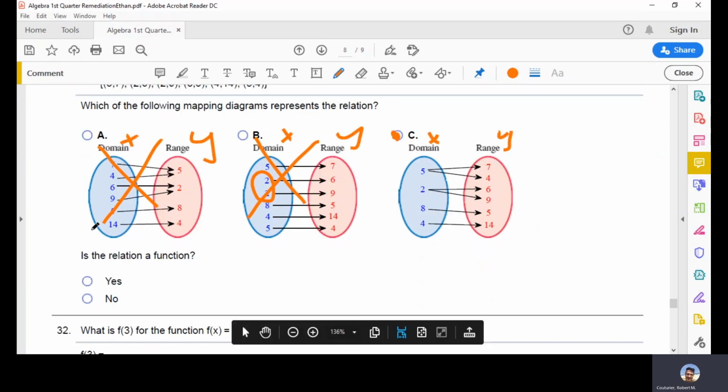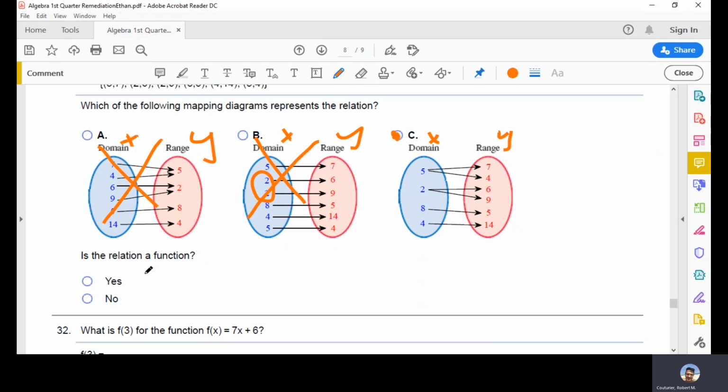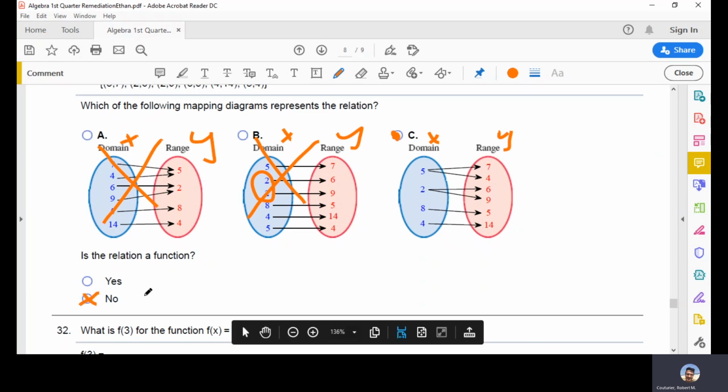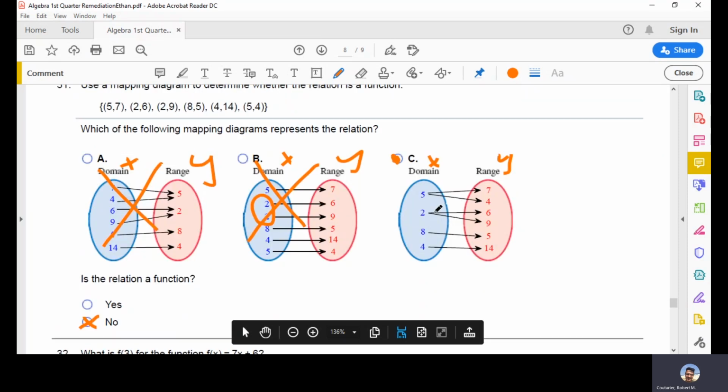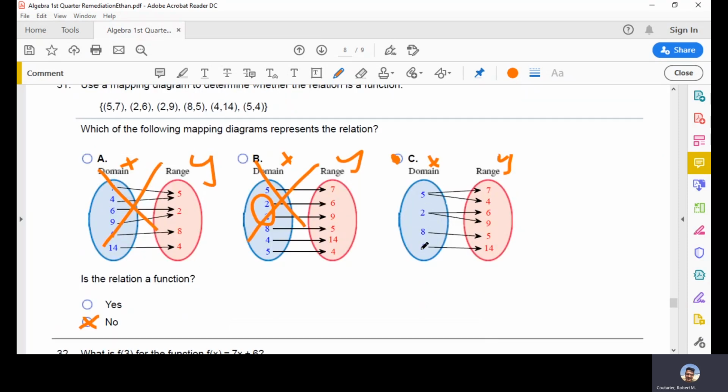Now it wants to know, is this a function? And if you remember Mr. C's V test, if you can hold up your left hand and you see a V coming out of that bubble, or the domain bubble on the left side, it is not a function. Each x has to be unique. You cannot have more than one x at all.